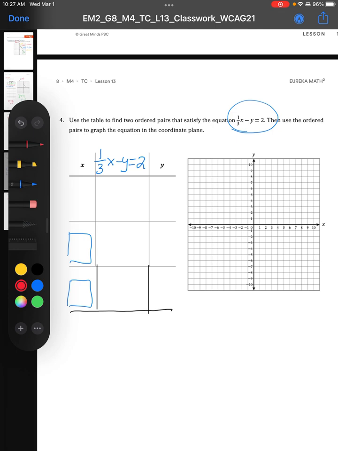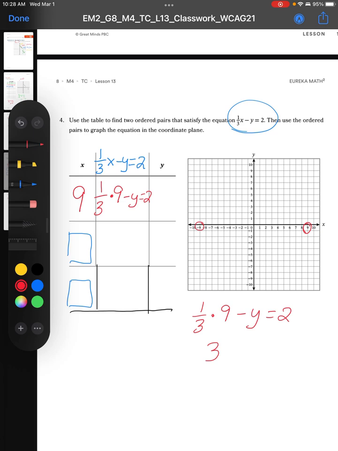I'm going to choose something that I know is divisible by 3, so I'm going to choose 9. Again, I could have chosen a positive 9, I could have chosen a negative 9, doesn't matter, but I'm just choosing a positive 9 to show you the math on this and just refresh your memory here. So I have 1/3 times x, but instead of writing x, I'm writing 9 minus y equals 2. I'm going to solve that equation. 1/3 times 9 minus y equals 2. Well, 1/3 times 9 is 3.